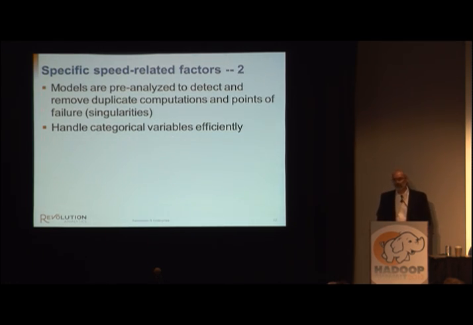Some more specific factors relating to our speed are that our algorithms will pre-analyze models to detect and remove duplicates in our computation. And you'd think, well, why would there be duplicates in the computation? Well, often when you're dealing with real-world data, especially categorical data, there are collinearities between variables. That's essentially a duplication of a variable. You only need one of those collinear variables. So we can remove those duplicates, thereby handling categorical variables very efficiently.